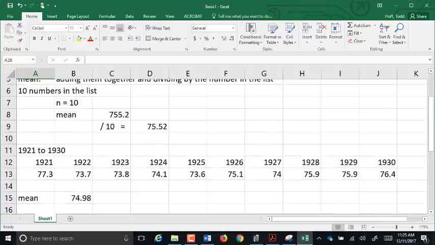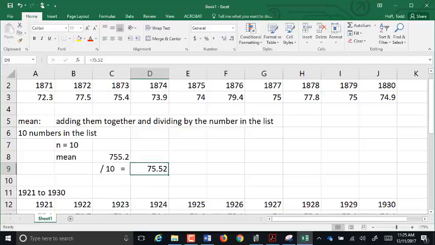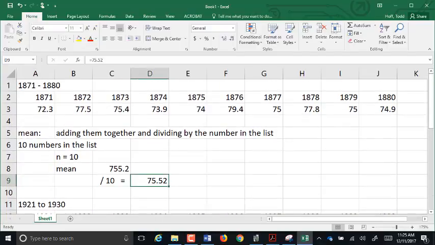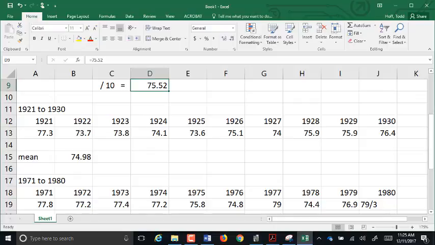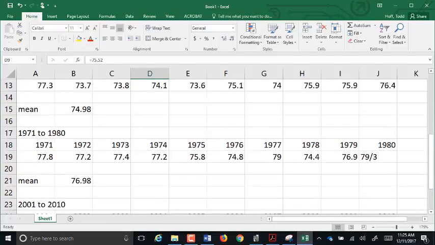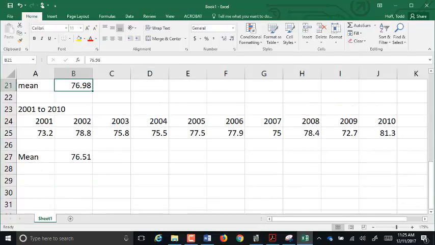So if we look at these numbers, we went from 75.52 in the 1870s. We actually dropped to 74.98 in the 1920s. In the 1970s, we went up to 76.98. And in the early 2000s, holding steady or dropping slightly to 76.5.